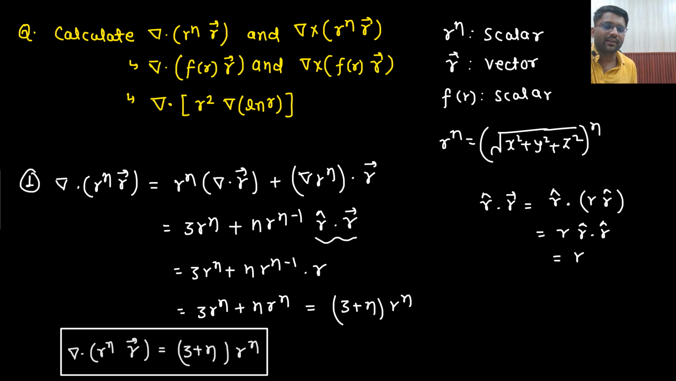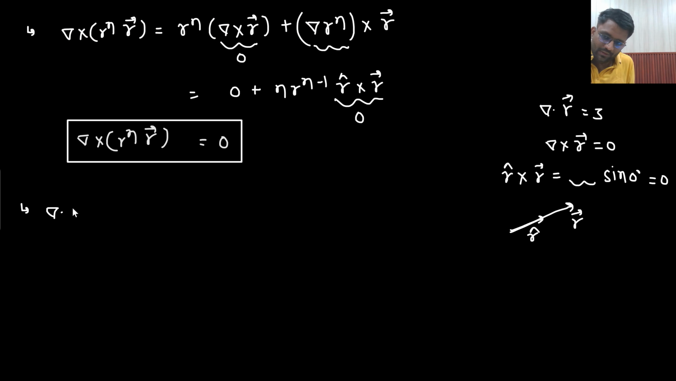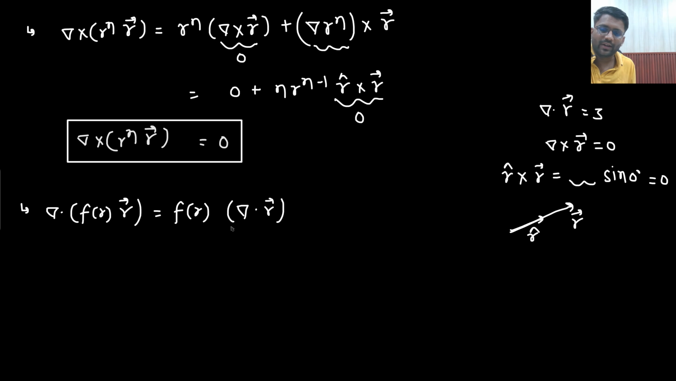Del dot f(r) R vector. So f(r) you take outside. Then del dot R. Look, this is not a dot product, okay? This is simply multiplication. f(r) you take outside, del dot R.